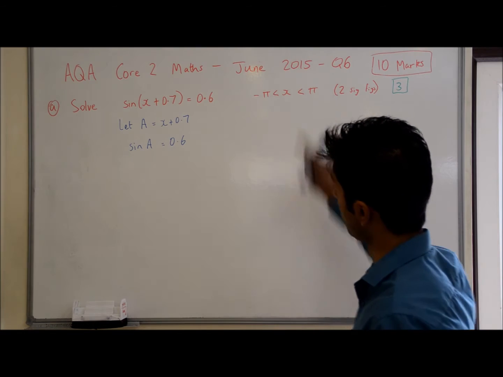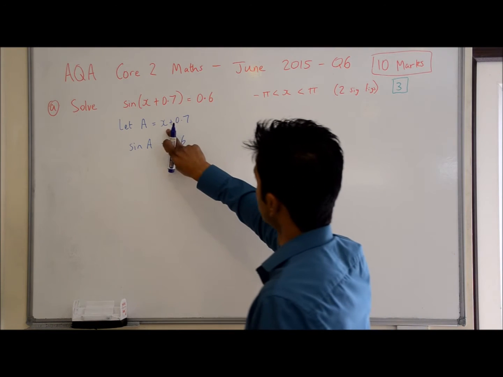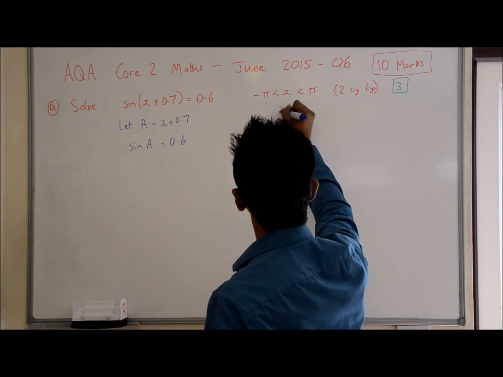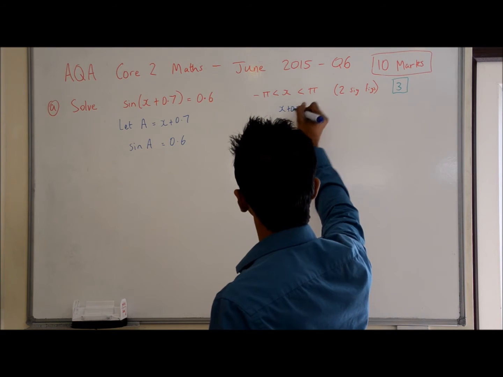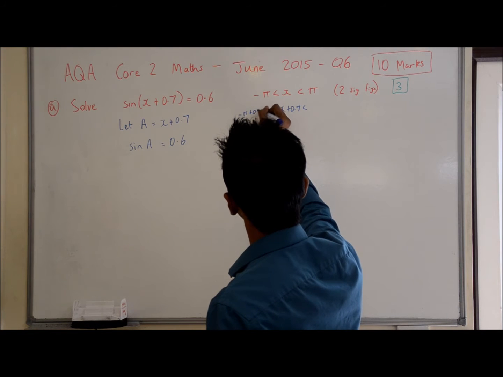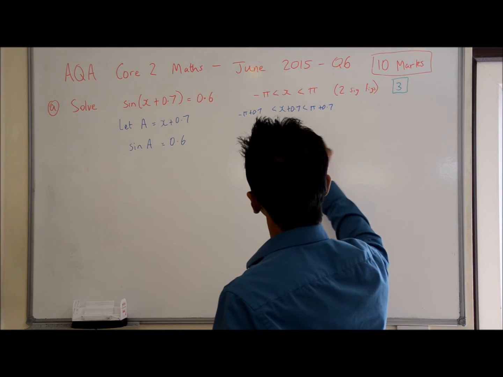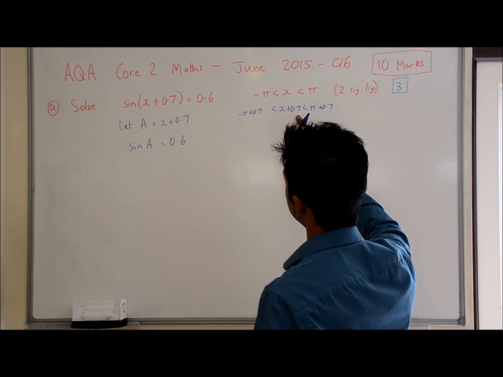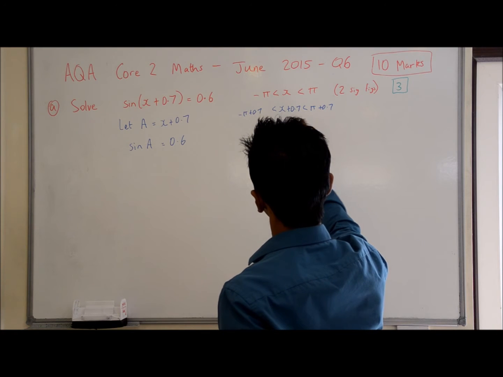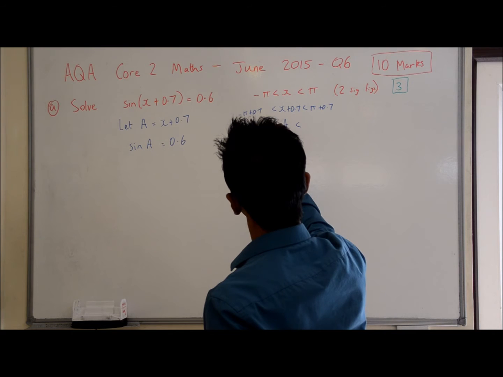Our range is from minus pi to plus pi. What is our range for x plus 0.7? Well, if we change the middle to x plus 0.7, our range is going to be from minus pi plus 0.7 to pi plus 0.7. Since x plus 0.7 is equal to A, I'm just going to change this into A, and I'm going to keep this as it is.